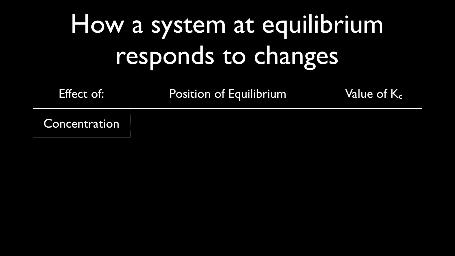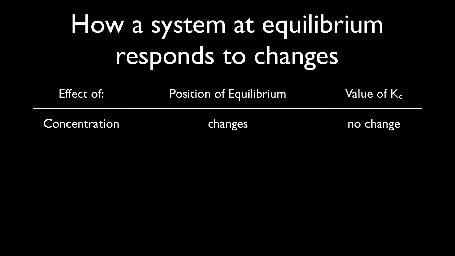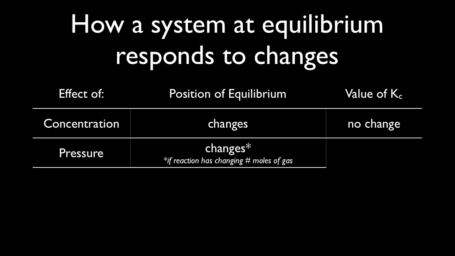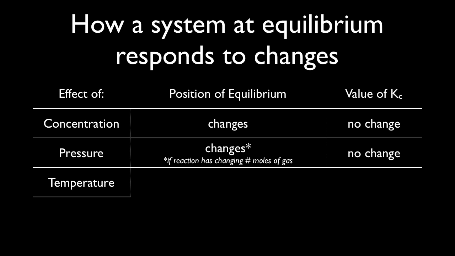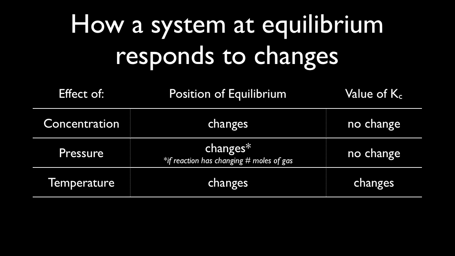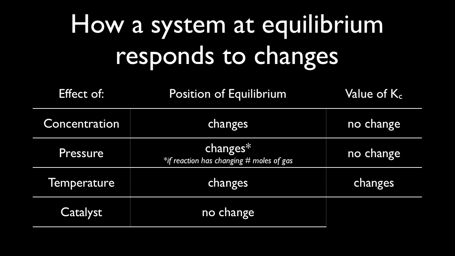Four things. The effects of concentration: it changes the position of equilibrium, and there's no change in the value of the equilibrium constant. Pressure changes the position of equilibrium, but only if we're talking about an equilibrium reaction that has a different number of moles of gas on each side. And changing pressure does not change the value of Kc. Temperature changes the position of equilibrium, of course, and it also changes the value of Kc. And last, a catalyst: no change in position of equilibrium and no change in the value of Kc.